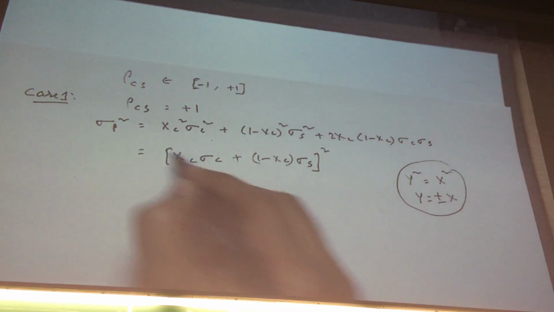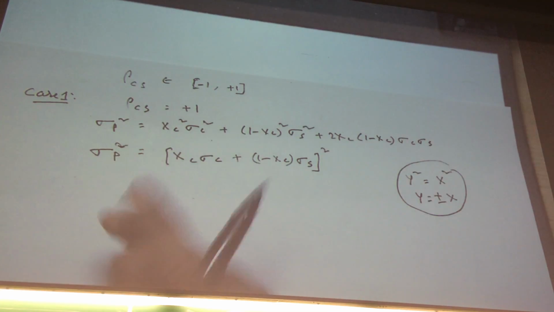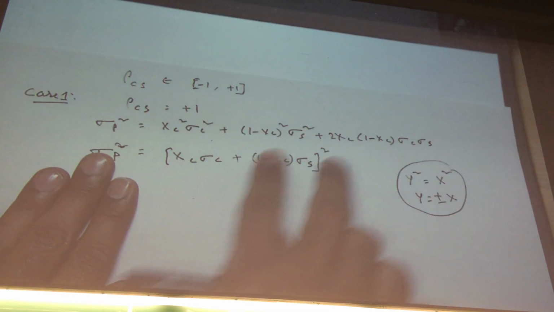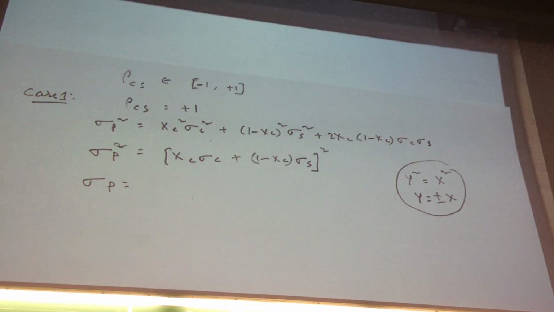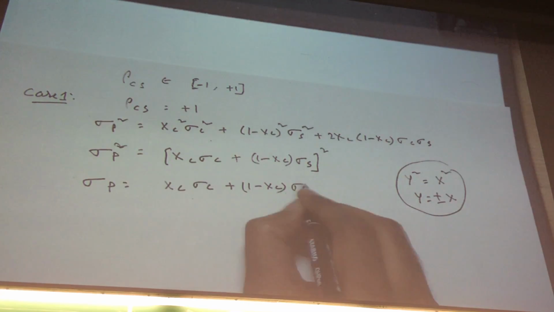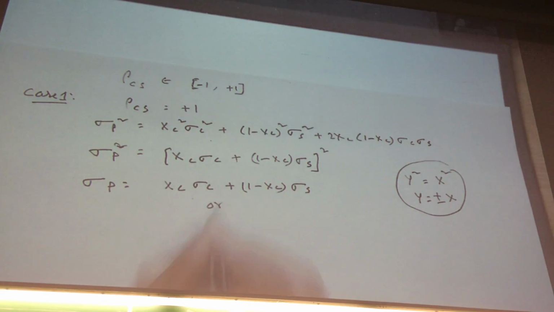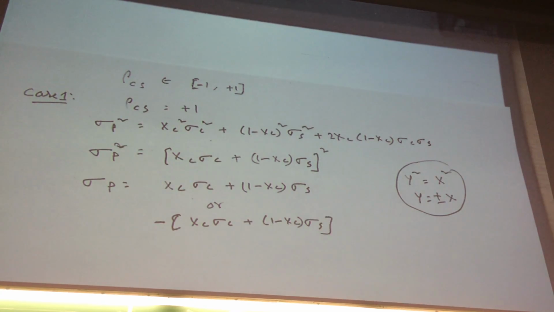This example can be used here. Sigma p square. It's something like y square equals to something square x square. Okay? So sigma p equals to xc sigma c plus 1 minus xc sigma s, or that could be minus of xc sigma c plus 1 minus xc sigma s. Okay? So according to this argument, this could be this or this.